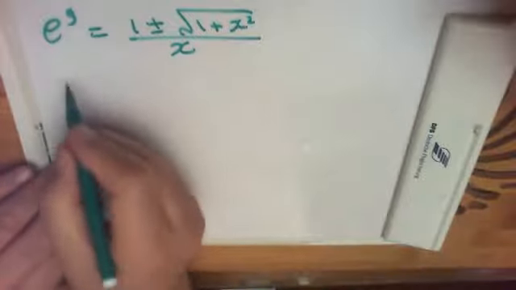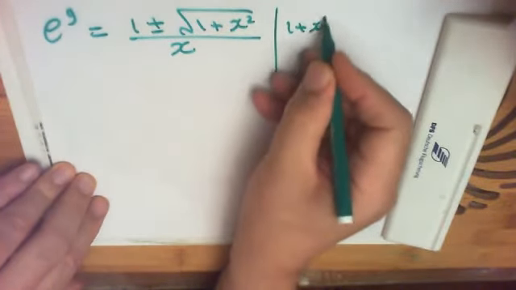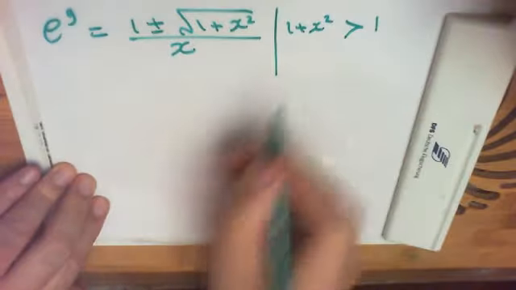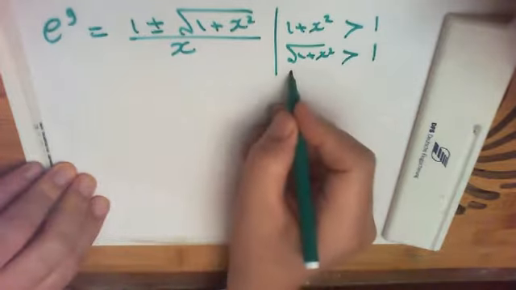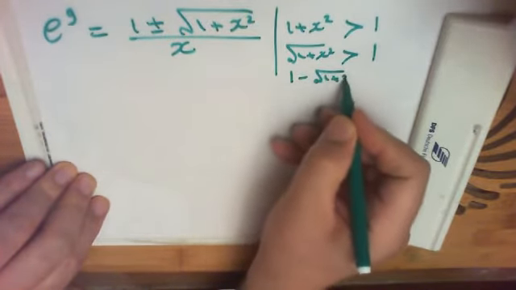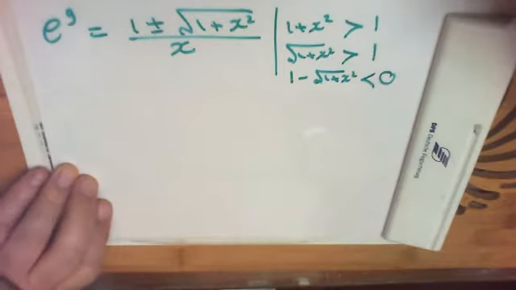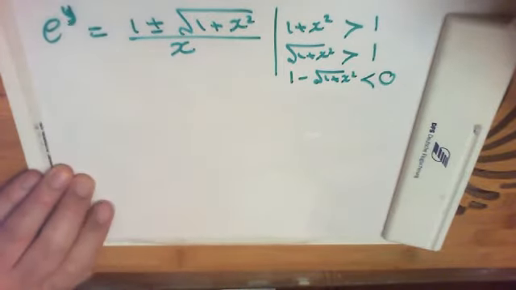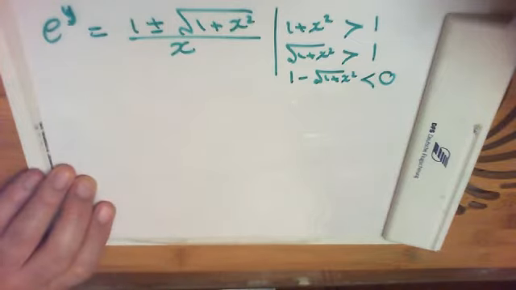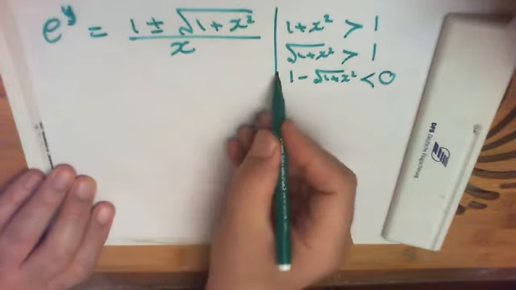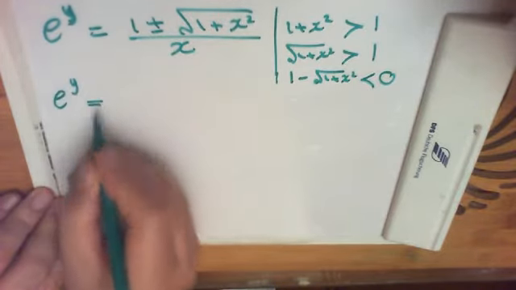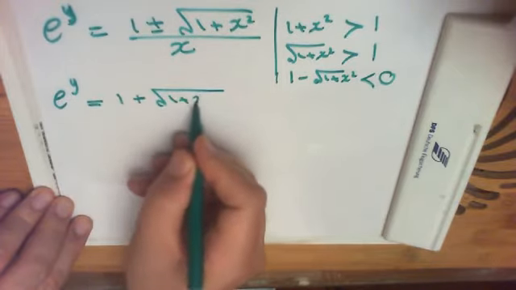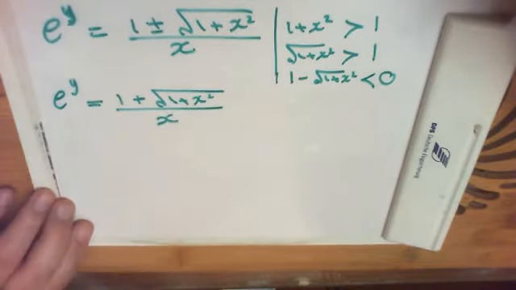We will refuse the minus sign. Why? As you know, 1 plus x squared is greater than 1, so root 1 plus x squared is greater than 1, so 1 minus root 1 plus x squared is negative. But e to y is always positive. The exponential function, whatever it is, e to y, e to x, e to z, is always a positive function. So we'll use the plus sign. Therefore, e to y equals 1 plus root 1 plus x squared, divided by x.